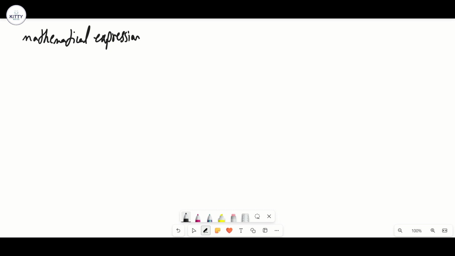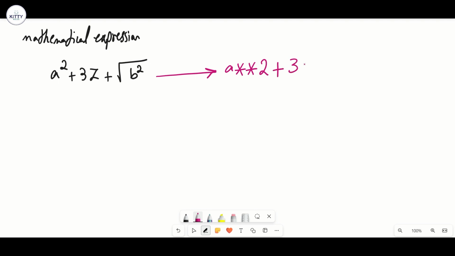So let's say you have this expression: a to the power 2 plus 3z plus square root of b to the power 2. Of course, you can't have this in Python in this form, so you have to change its form. How? For a to the power 2, using the exponentiation operator, we just write a, exponentiation operator, 2. We have 3z, which is basically 3 times z. And the last term is square root of b to the power 2.